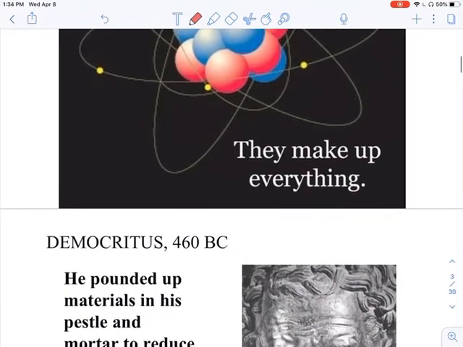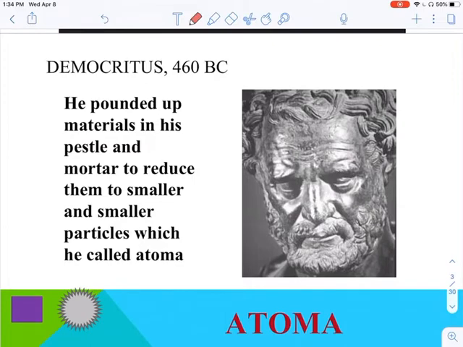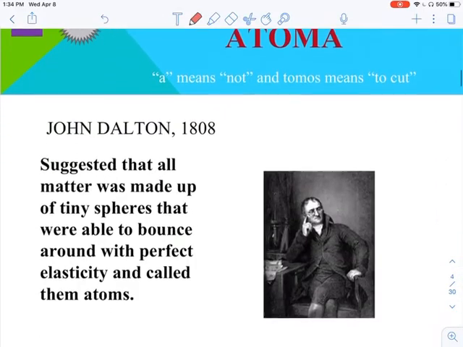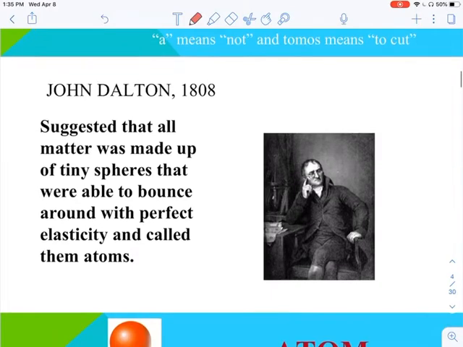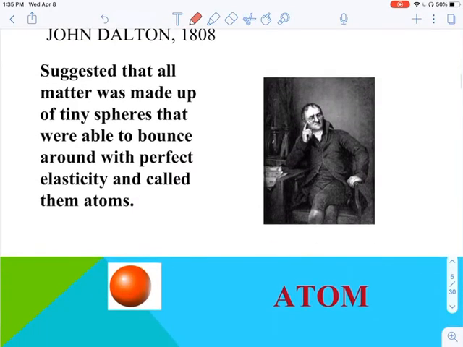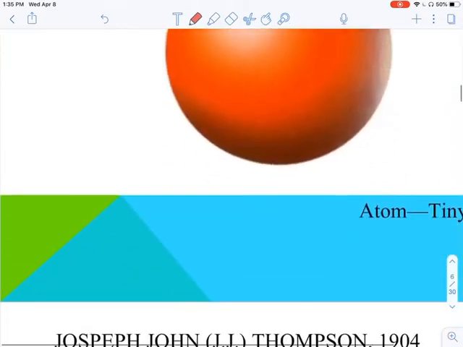It's important to have a basic understanding of the history of the atom, and we're going to go through this pretty fast. Back in 460 BC, Democritus pounded down materials very, very small and came up with what he called the atoma. Then John Dalton came around many, many years later in 1808 and suggested that all matter was made of tiny spheres, which he called the atom.